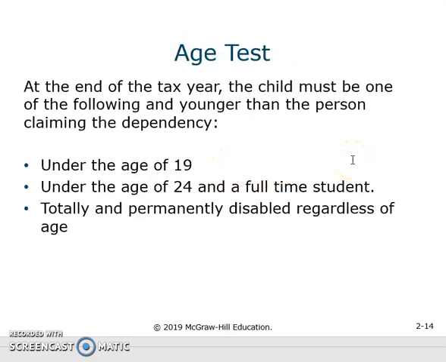Next is the age test. At the end of the tax year, the child must be one of the following and be younger than the person that is claiming the dependency. The dependent must be under the age of 19 or under the age of 24 if they are full-time students, or the dependent could be totally and permanently disabled regardless of their age.